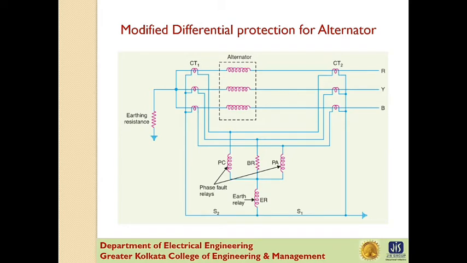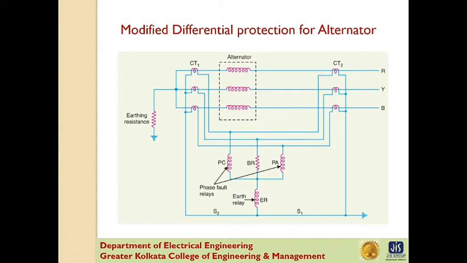Now, modified differential protection for alternator, which overcomes the disadvantages of the previous scheme. If the neutral point of a star-connected alternator is earthed through high resistance, the protection scheme shown in the previous slides will not provide sufficient sensitivity for earth faults. It is because the high earthing resistance will limit the earth fault current to a low value, necessitating relays with low current settings if an adequate portion of the generator's winding is to be protected.